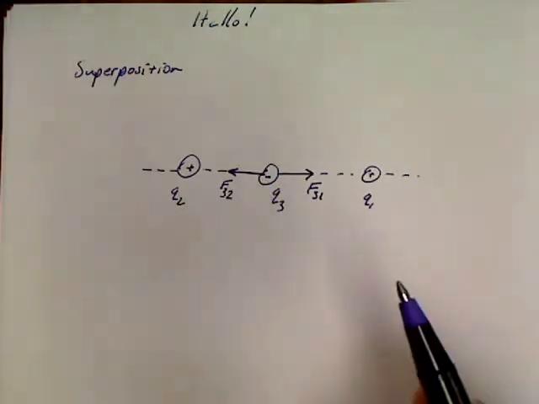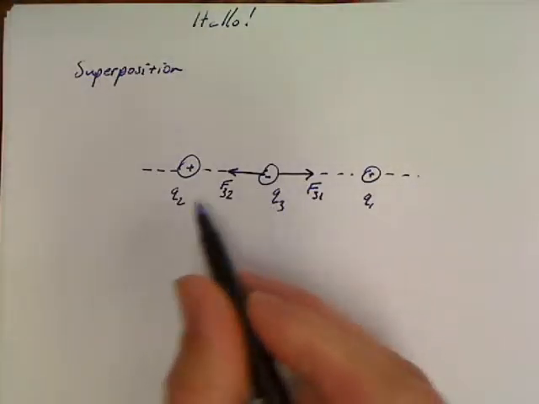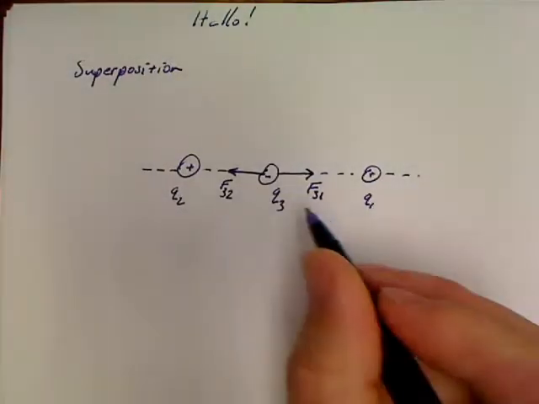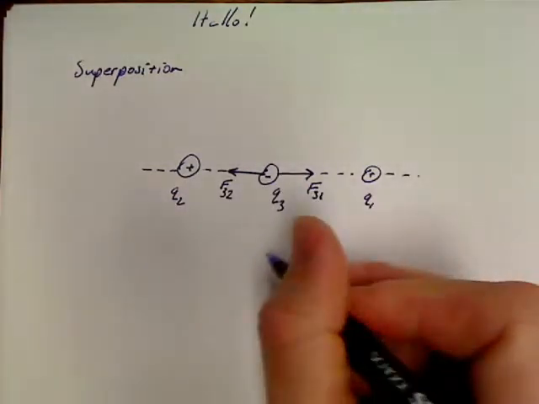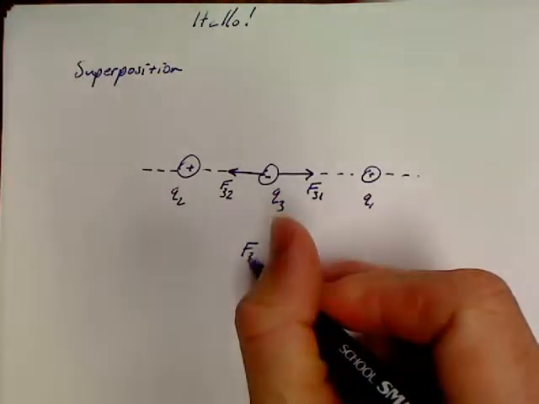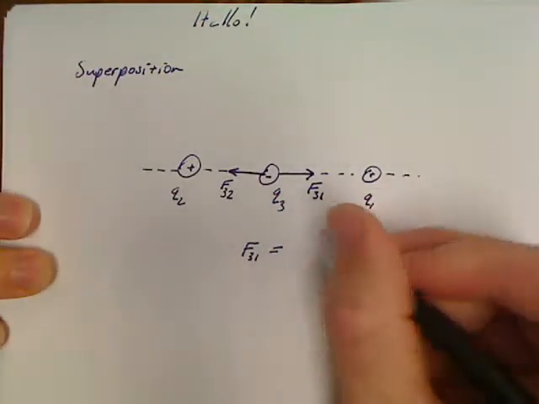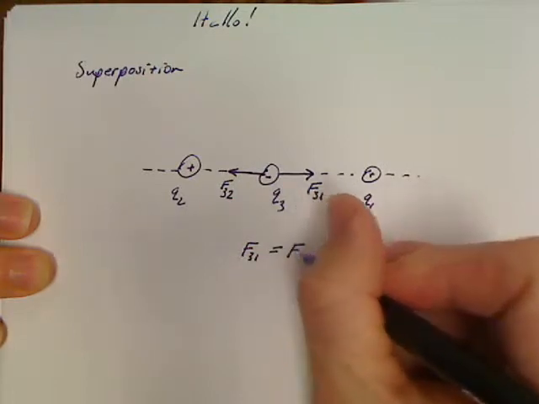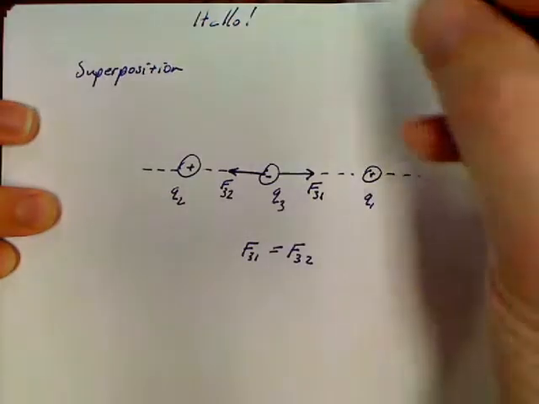So the basis behind a superposition problem, and again, I haven't even read the problem, I'm just looking at the picture, is that these two forces should be equal. So the force of 3 on 1 should be equal to whatever force is present between 3 on 2. Now, it's given us some numbers here.